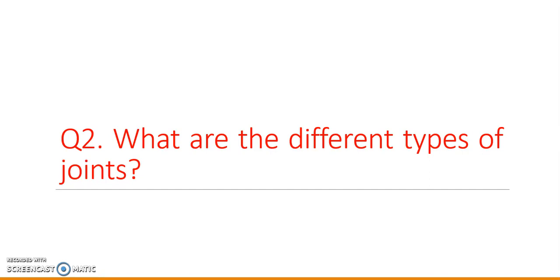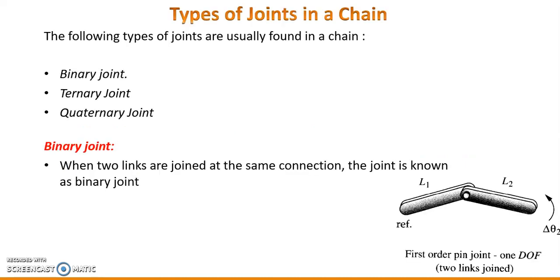What is the next point? That is question number 2: what are the different types of joints? First, let us see what a joint is. A joint is a point where two links are attached and form a system, or form a motion between the two links, forming a kinematic link. That is called a joint. There are three types of joints: the binary joint, the ternary joint, and the quaternary joint.